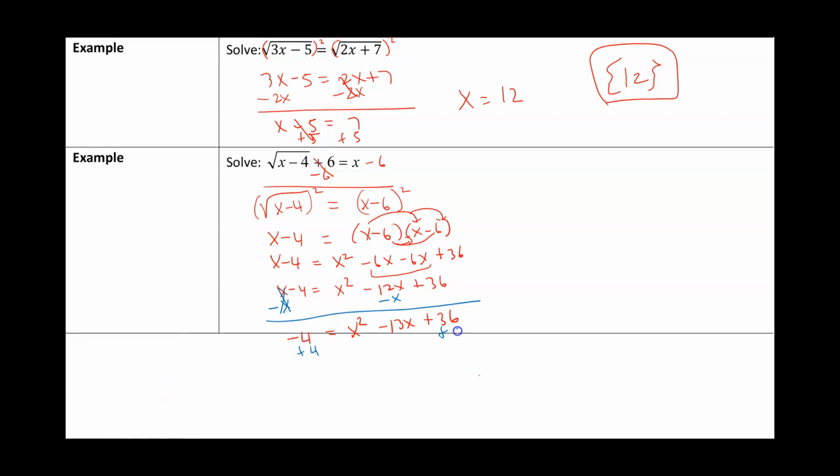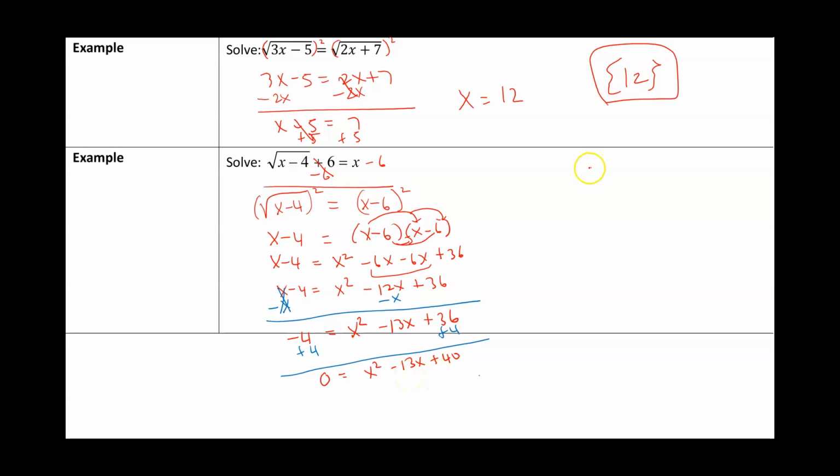Go plus 4 and plus 4. If I do that, I get 0 equals x squared minus 13x plus 40. Now, I can either use the quadratic formula or factor it, but factoring is always easier. So let's find two numbers which multiply to be 40 and add up to be negative 13.